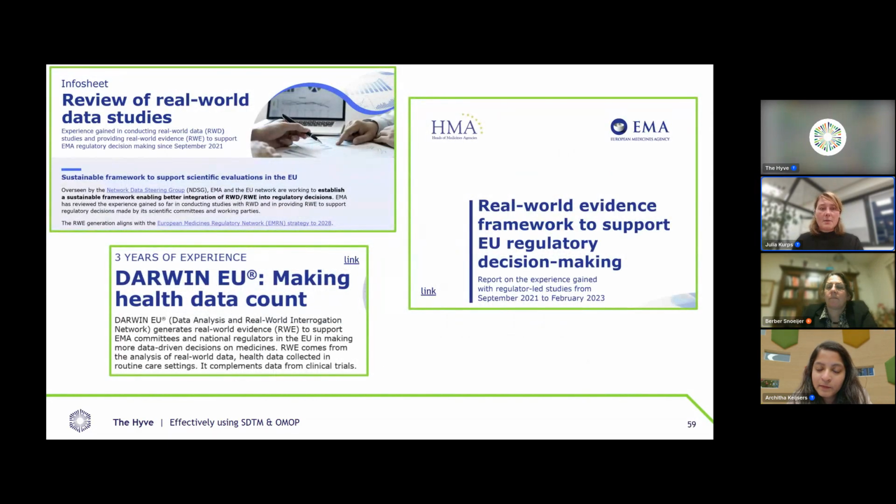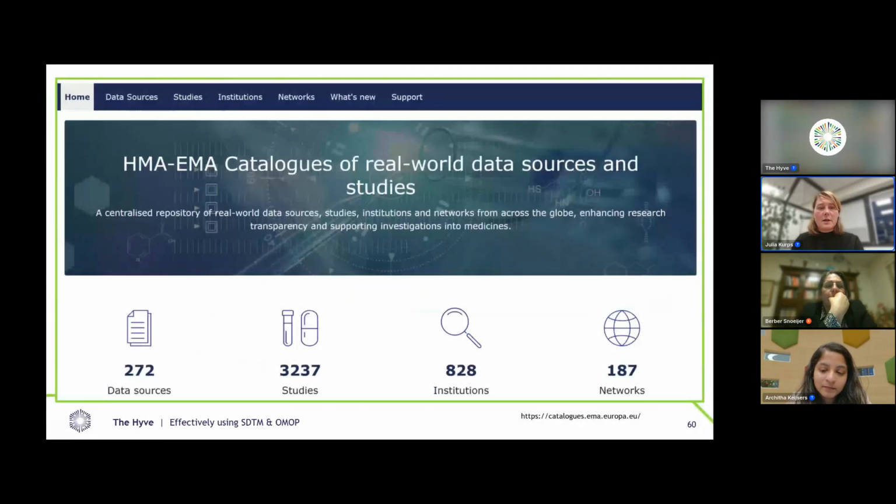And with that, I would just share some further readings that you can take a look at. As Berber also showed you already, there are a lot of info sheets and reports available from the EMA where you can read up on this. And there are also the HMA-EMA catalogues, where you can find all the real-world data sources and also all the real-world studies that have been executed in the past. I think this is also a really nice resource for learning.